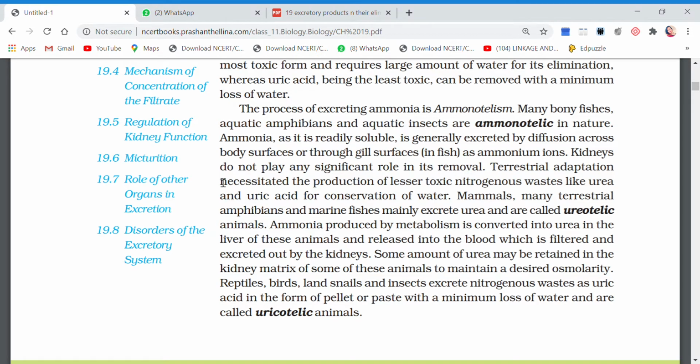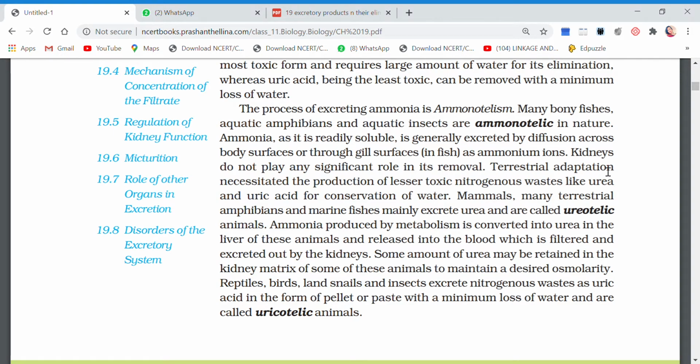So mind it children, mark my words, if an animal is getting rid of ammonia as waste, then it should get rid either through body surface or through gill surfaces. Kidneys won't take part in such kind of removal.